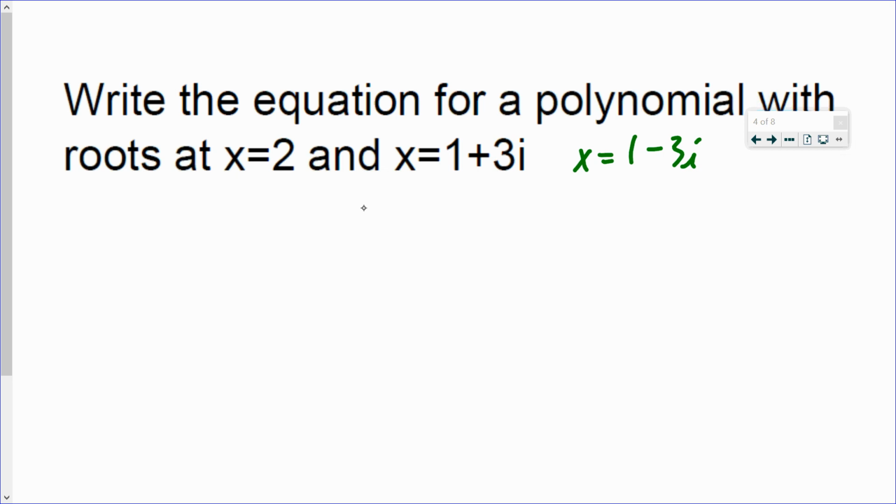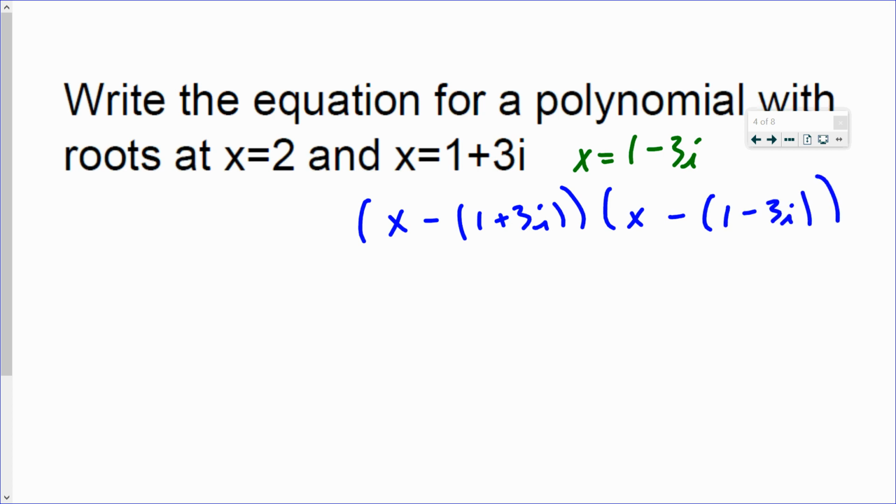But we do it similarly, it just requires a little bit more work. If I know the answer is going to be 1 plus 3i, I'm going to do the factor the same way. X minus, since it's a positive number, I'll go 1 plus 3i in parentheses, and then x minus 1 minus 3i.